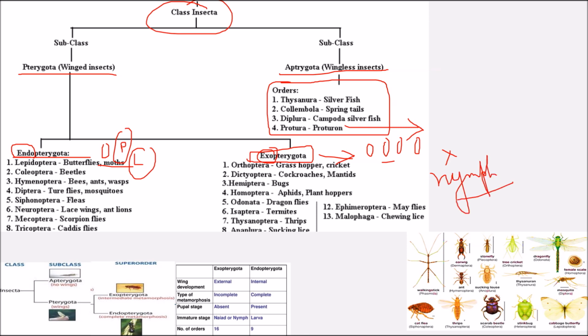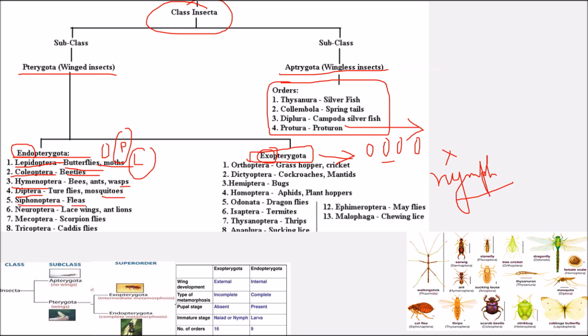Okay. Now let's talk about a few examples. I'm just mentioning these ones. I'm not describing them much. I'll just exemplify them. Lepidoptera is an order wherein butterflies and moths fall. Then we have Coleoptera, where beetles are. Hymenoptera has bees, ants, and wasps. Diptera is a very important order where mosquitoes and flies are there.